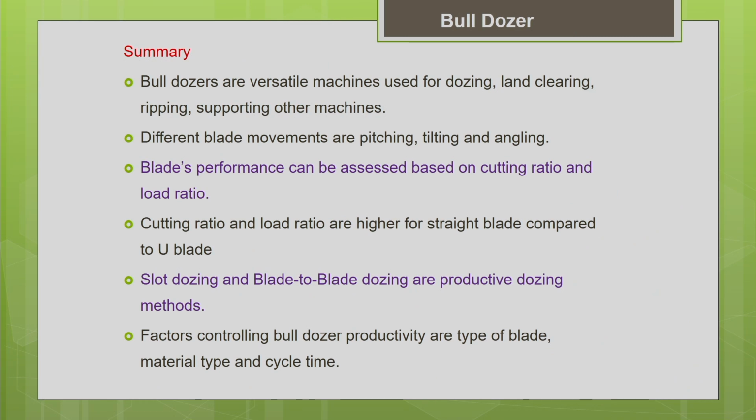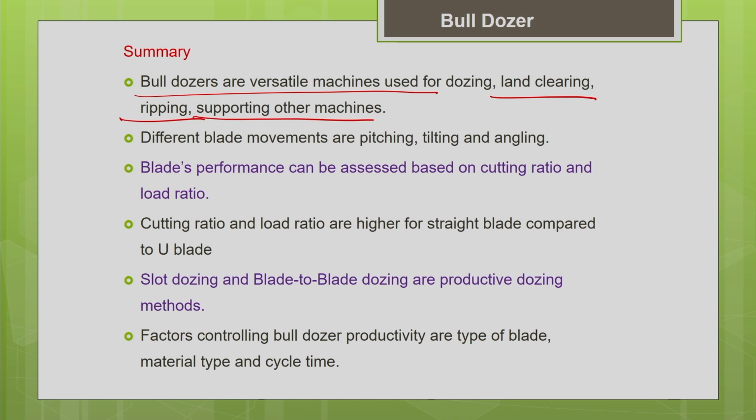So now we have come to the end of the lecture on bulldozer. So let me summarize what we have discussed so far. So as you know that bulldozers are versatile machines, because it is used for different applications. Not only for the earth moving operations, we can also use it for cutting the trees, ripping the rocks, and for assisting other machines. So it is used for n number of applications. So that is why we call it a versatile machine.